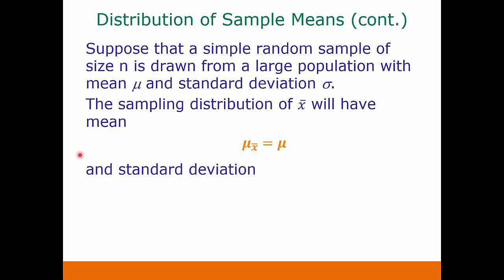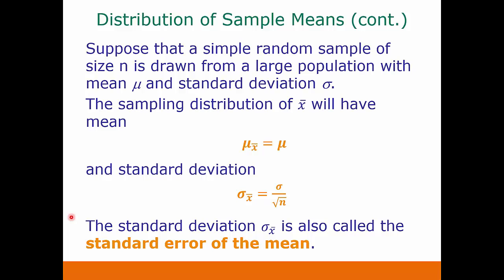The standard deviation of this distribution will be the original population standard deviation sigma divided by the square root of the sample size. Again, our notation has sigma, which is the standard deviation symbol, with a subscript of x bar, which is the sample mean. So this means it's the standard deviation of the sample means. And the standard deviation of the sample means is also called the standard error of the mean. And you'll see that in some places, sometimes in your MyMathLab homework or even in StatCrunch.